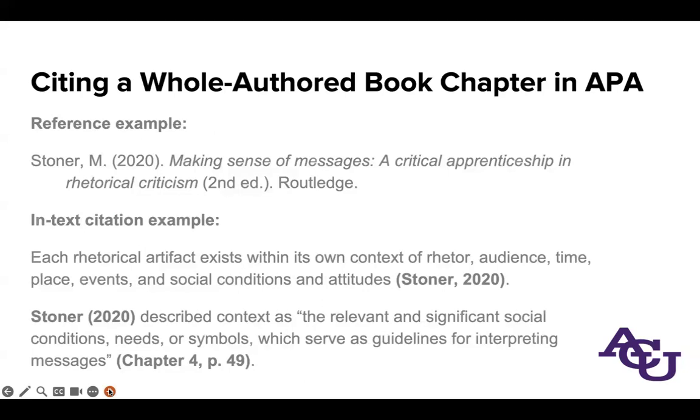And then we could just put page 49 in parentheses at the end with a p followed by a period and then the number. However, we have a little bit of a special case here in that we may want to focus on specific chapters of the book. So APA gives you a way that if you want to tell the professor with a spotlight, hey, I used chapter 4, or hey, I used chapter 5, you can also include that in the locator information for a direct quote. So we could put Stoner 2020 described context as direct quote. And then you could put chapter 4, comma, and then page 49 in the parentheses at the end.